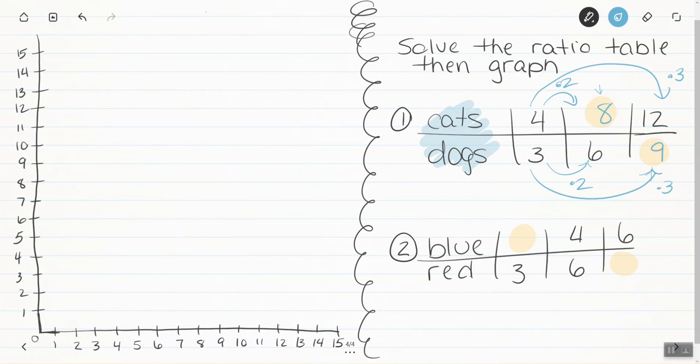Now I can come over to my graph and plot it. And remember, if I don't get a straight line, I did something wrong. So I'm going to walk to 4 and fly to 3 and plot a point. Now I'm going to walk to 8 and fly to 6 and plot a point. And I'm going to walk to 12 and fly to 9 and plot a point.